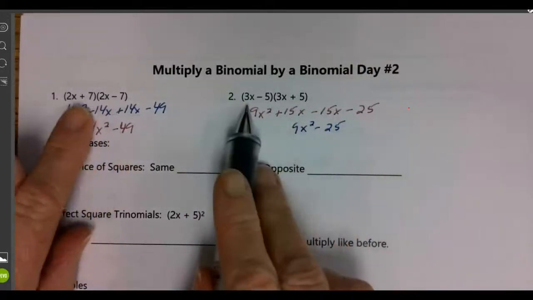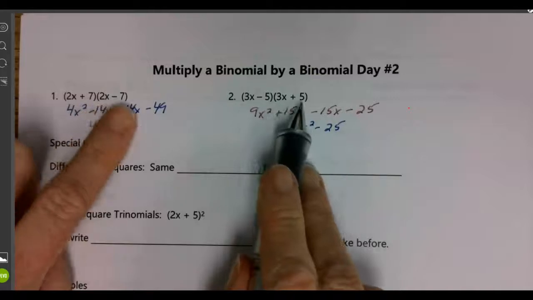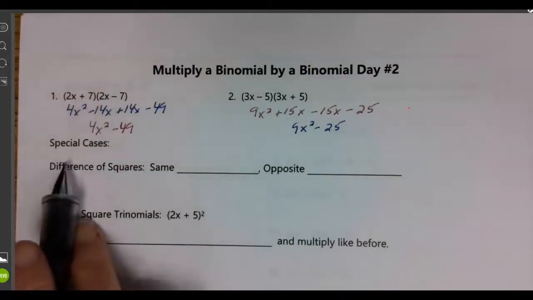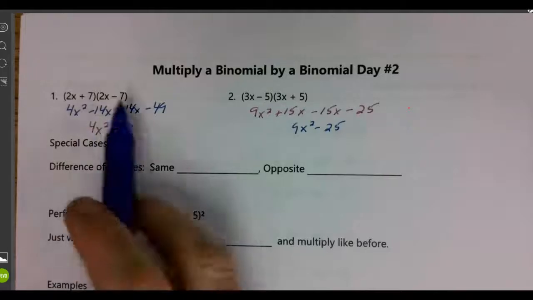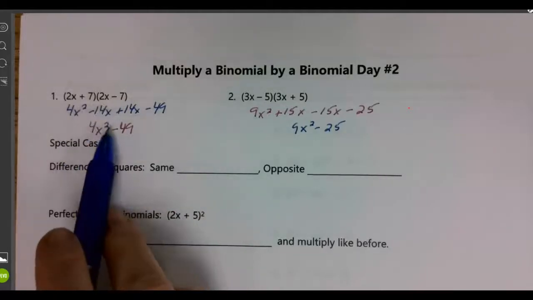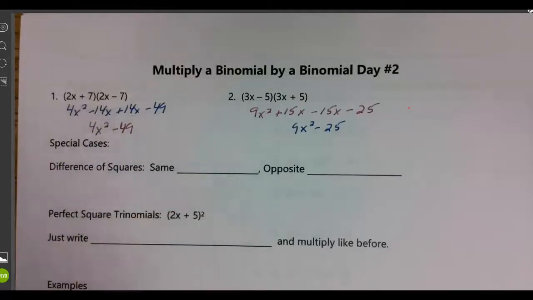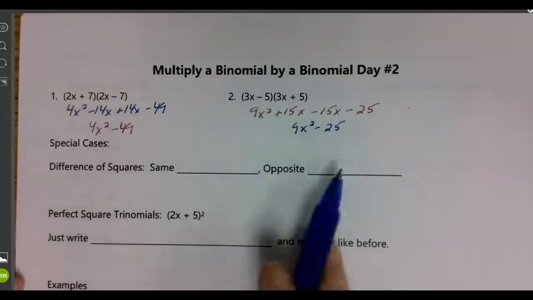So look at what we have here. Look at what's in the parentheses. Okay? This is a special case. We have two special cases we're going to talk about today. But the good news is when I'm given them, I can just use the method I did on the first day. Just distribute twice, or FOIL, or use the box method. All of them will work.